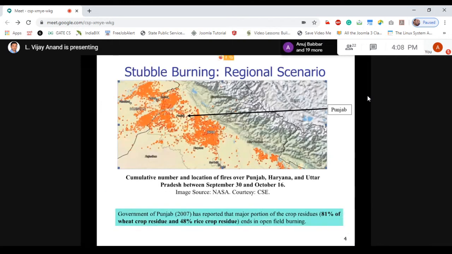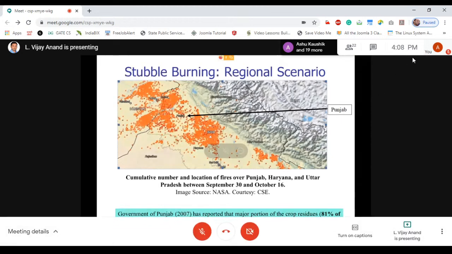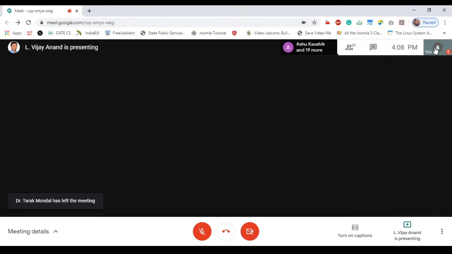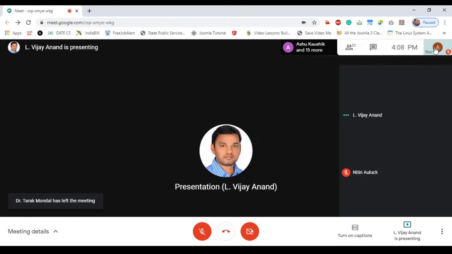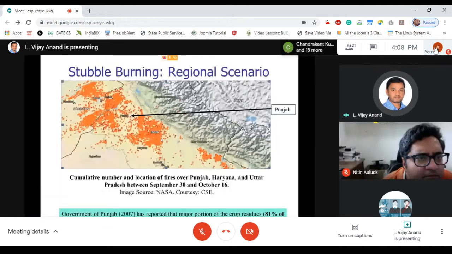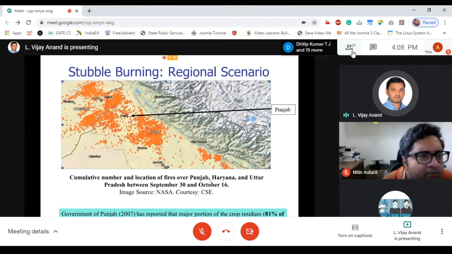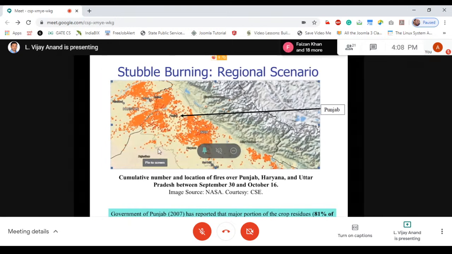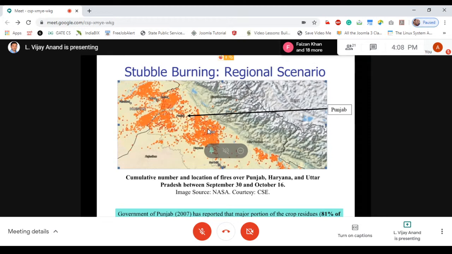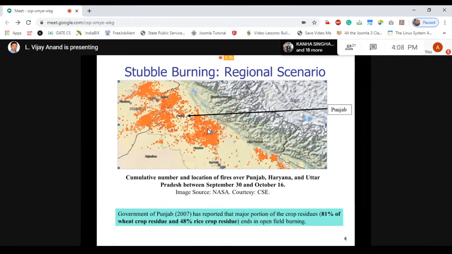This is a picture of where crop burning is happening, especially in the northern part of the country: Punjab, Uttar Pradesh, Haryana, etc. The image from NASA indicates the number of crop burning locations captured in a 16-day window period. You can see hundreds, if not thousands, of places in the agricultural fields of the northern regions where crop residue burning is happening.